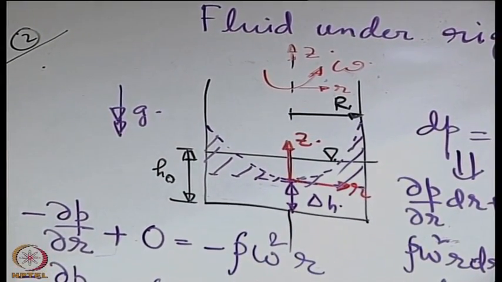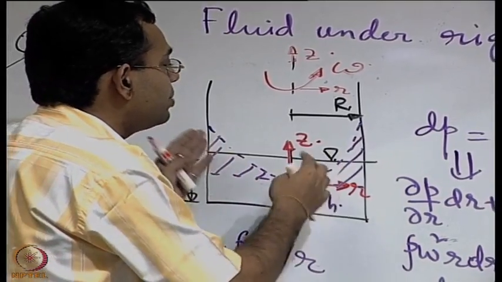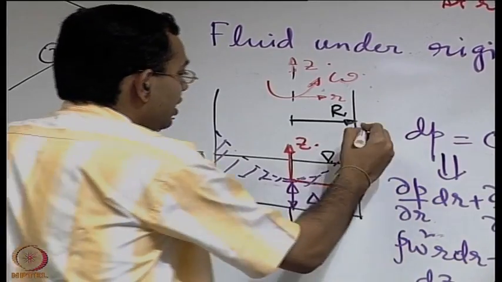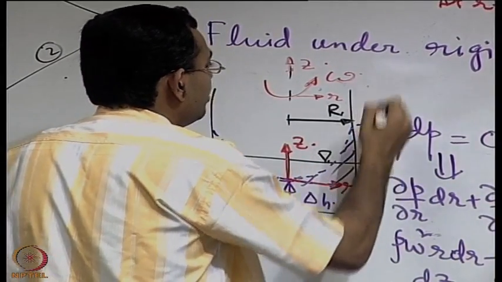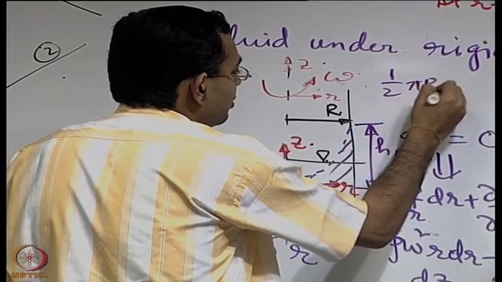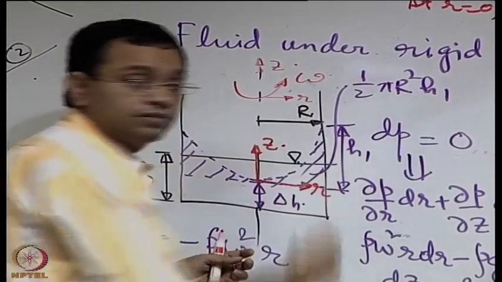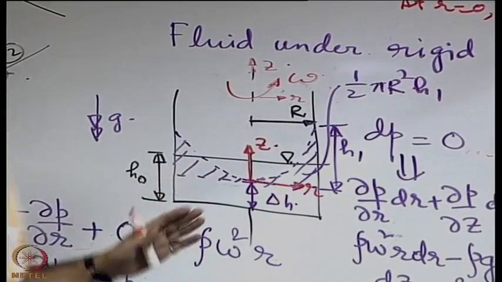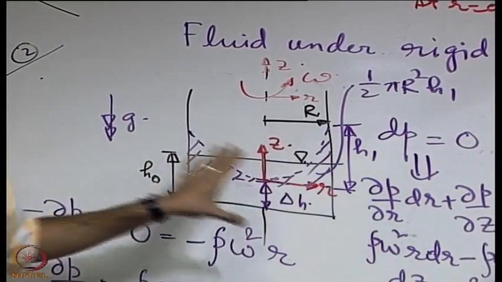And I leave it to you as an exercise. If you calculate this shaded volume, you will see that it will just be half of the volume of the circumscribing cylinder. That means if this height is h1, then the shaded volume will be half of pi r square h1. By simple integration you can find out this volume. So by equating the initial and the final volume you can find out totally the deflected configuration.